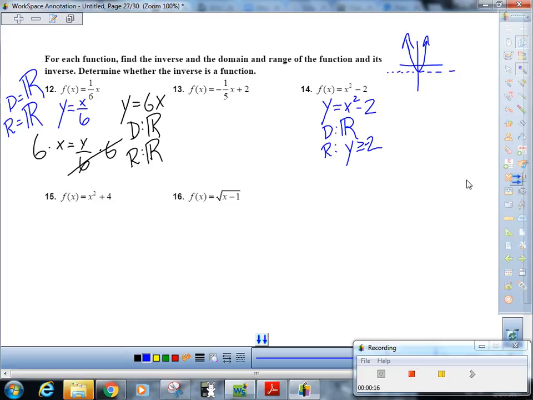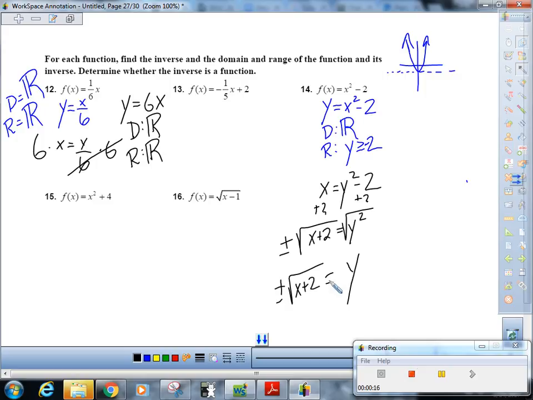All right, so now let's find the inverse. So we call it x equals y squared minus 2. We're going to solve this thing for y. So add 2 first. You get x plus 2 is equal to y squared. Square root both sides. And you get y is equal to plus or minus the square root of x plus 2. This is not a function because of the plus or minus. Okay?